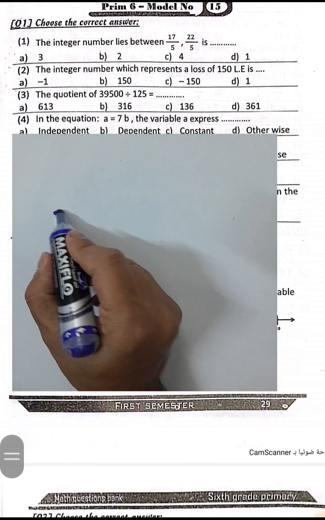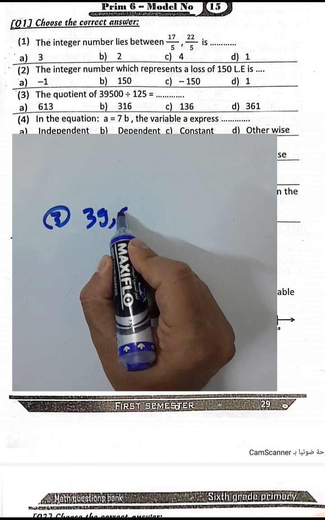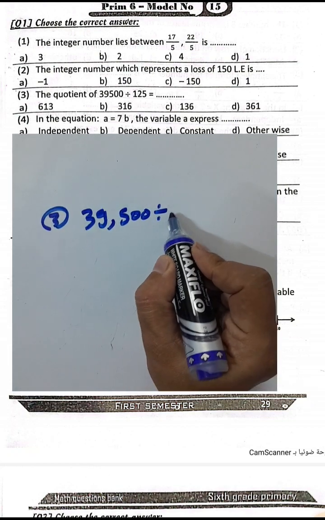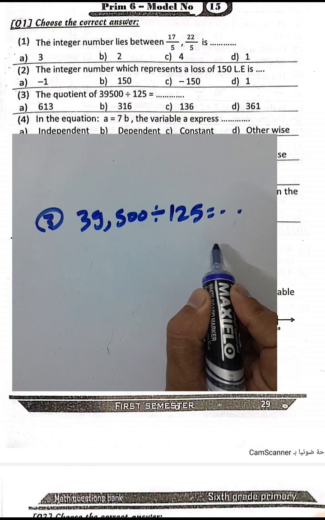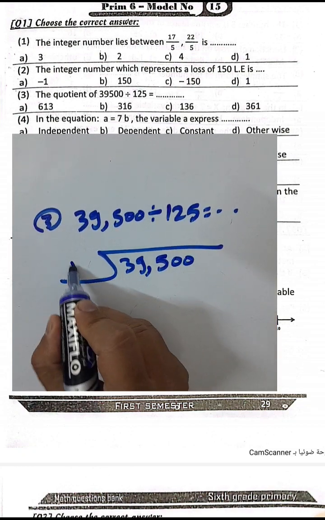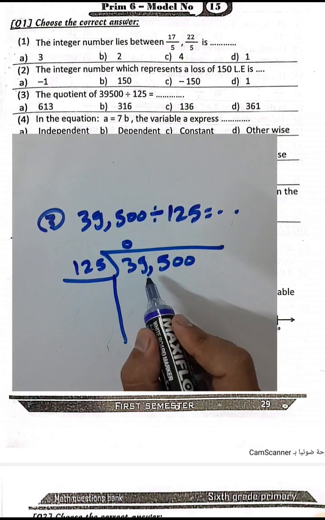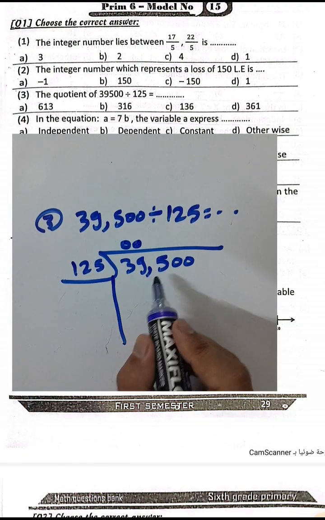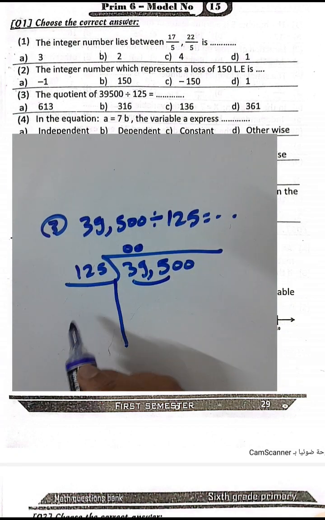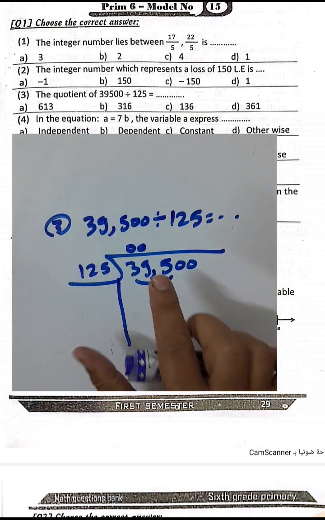Question number 3. The quotient of 39,500 divided by 125 equals what? We use long division. 39,500 divided by 125. 3 divided by 125, we can't do it. 39, we can do it. This number is greater than this number. 2 times this number will be 250. And we divide digit by digit, 2 digits.